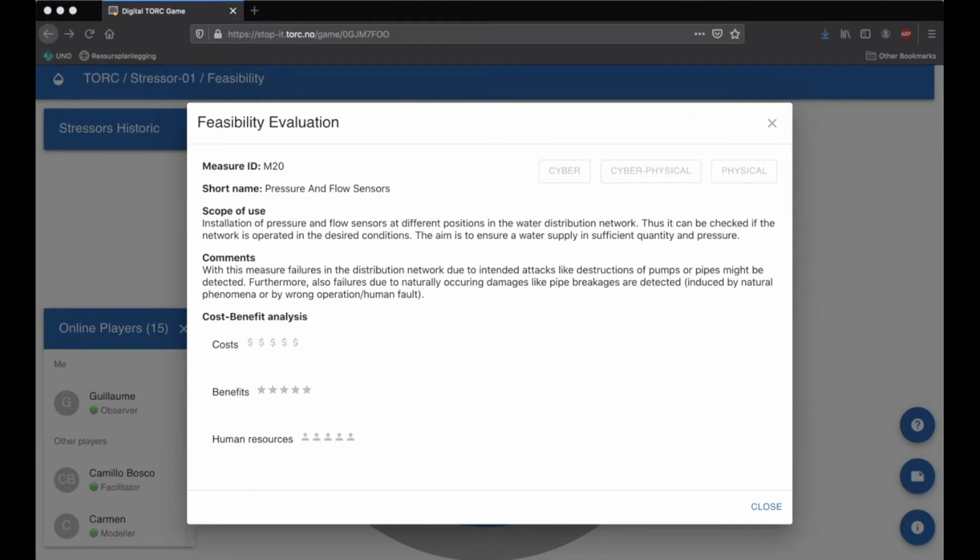So first of all, I see the pressure and flow sensors M20. I think it will cost a lot of money. The benefits will be high. And okay, can you motivate why the benefits can be high? Because if there is a loss of water and you have enough sensors, you will be able to pinpoint the location of the leakage much sooner. Yeah, that's correct. That's correct.